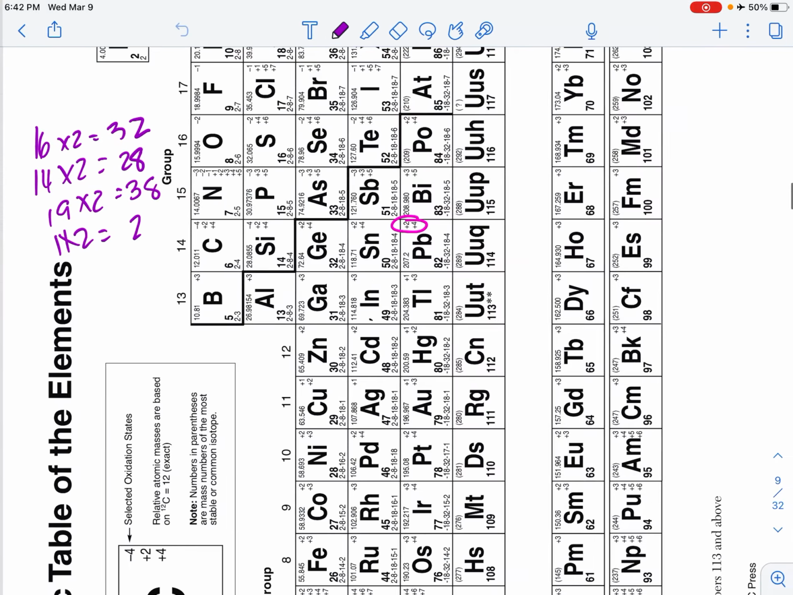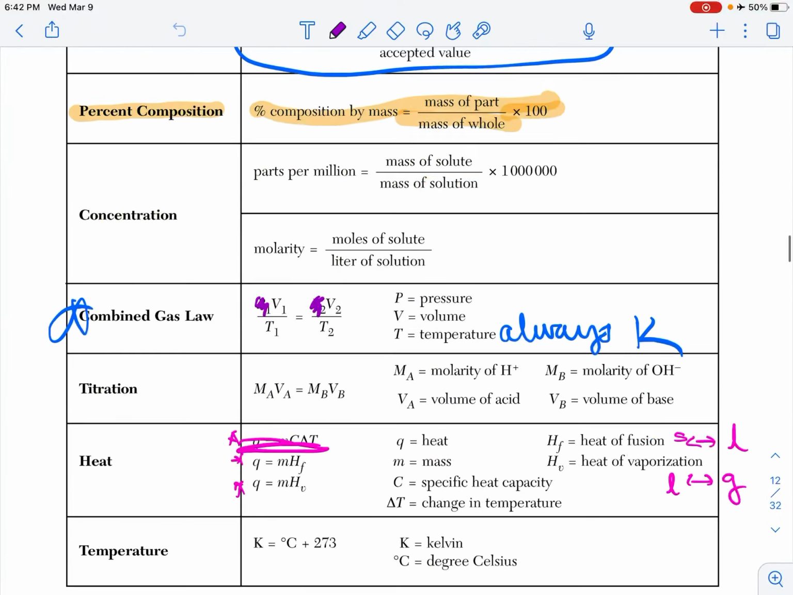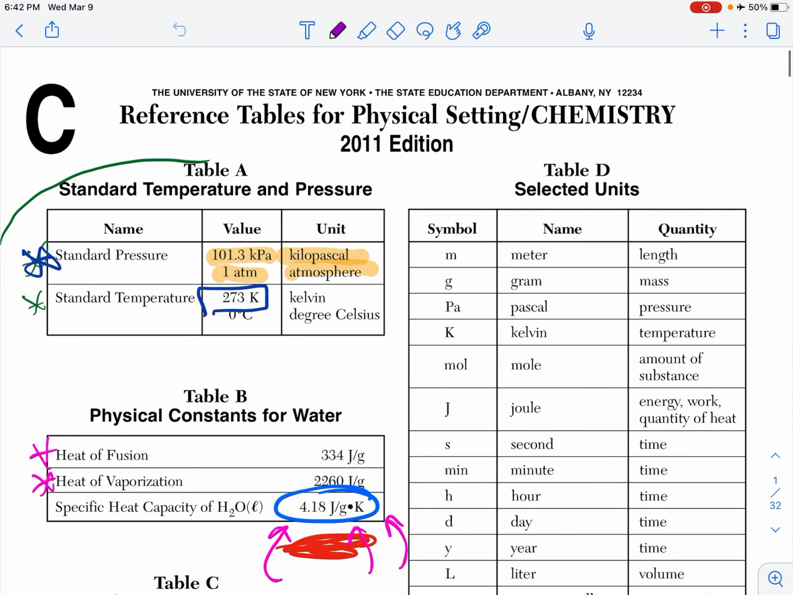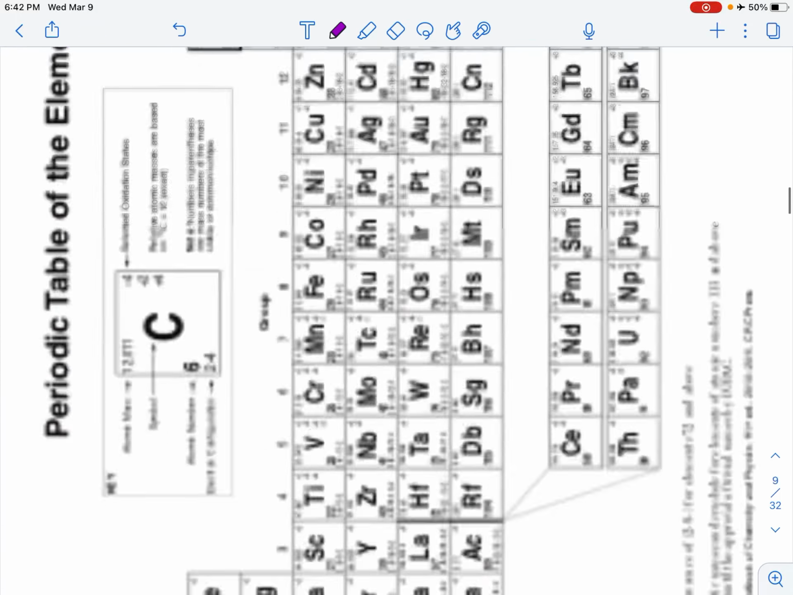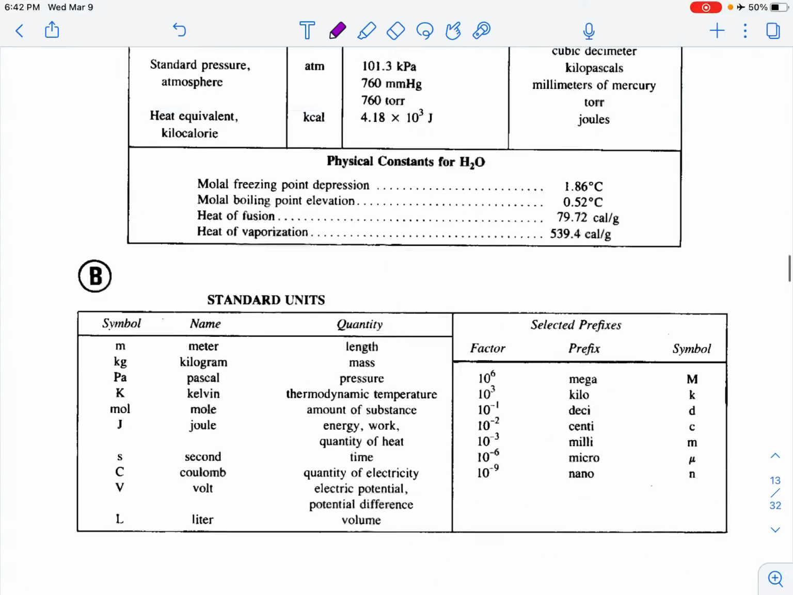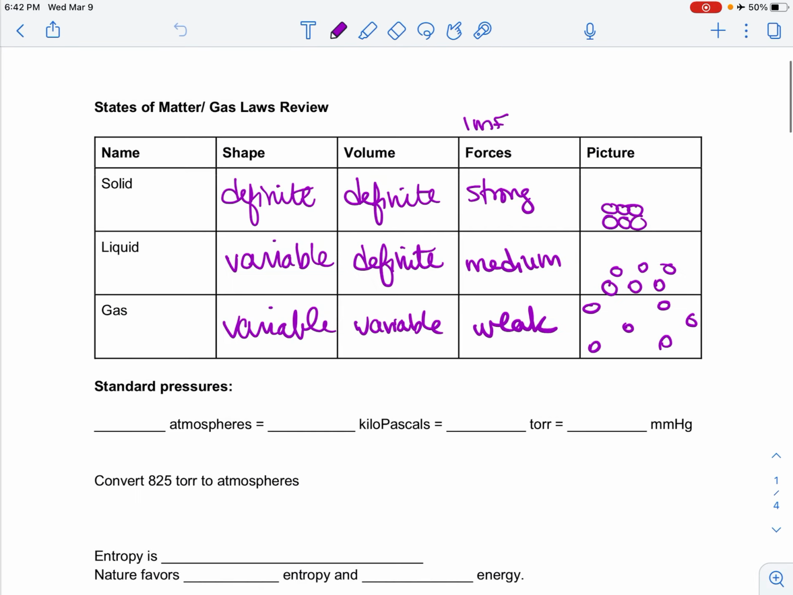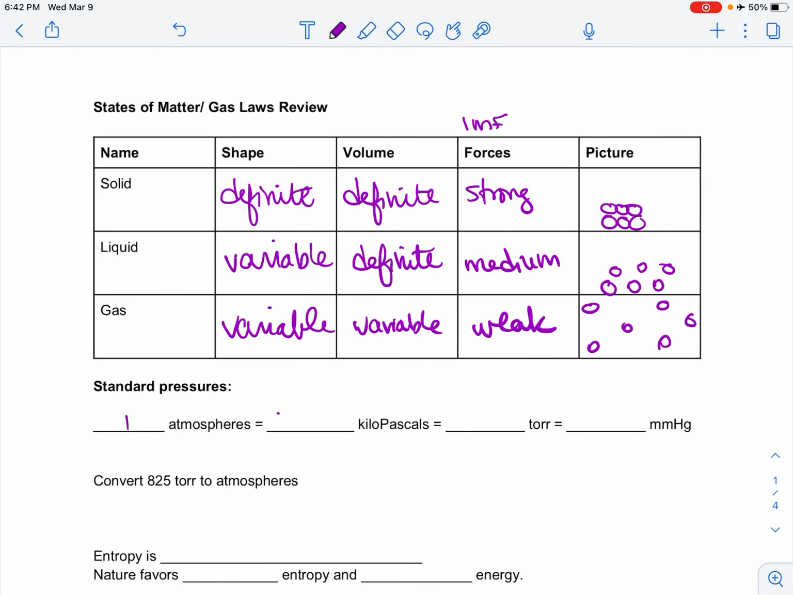So here we have, let's start with, here we go, right here. Standard pressure. It's 101.3 kilopascal and 1 atmosphere. And then the honors section is, sorry to make you dizzy, 760 torr and 760 millimeters of mercury. So going back to this, 1 atmosphere, 101.3 kilopascal, 760 torr, and 760 millimeters of mercury.